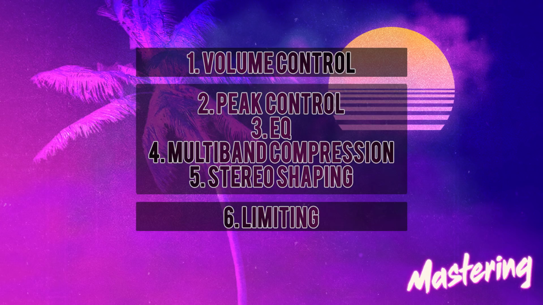So for 2, 3, 4 and 5, you may not need to use any of them, or you may need to use them twice over. You may need peak control, EQ, peak control again, multiband compression, another compressor, then a stereo shaper, then a limiter, and then a final limiter. You may need to do a lot of things to get your track sounding right. But in this particular example, I'm going to follow the volume control, peak, EQ, multiband, stereo shaping and limiting. So let's get into the first example, where I'm looking at stock plugins.